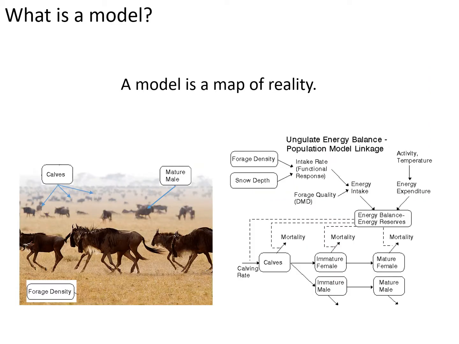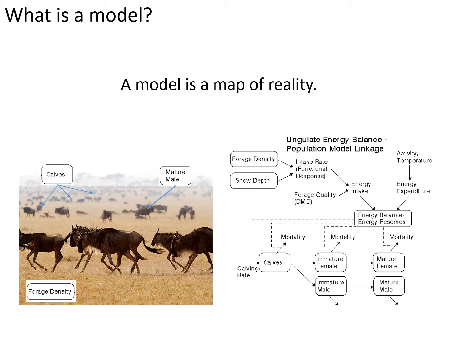And here's a comparison of sort of a real life set of observations you might make on the left on a grassland. These are wildebeest. And what do we see? Well, we see wildebeest of different size. We might be able to tell males from females. And we can see that they are getting their sustenance from the forage in those areas.